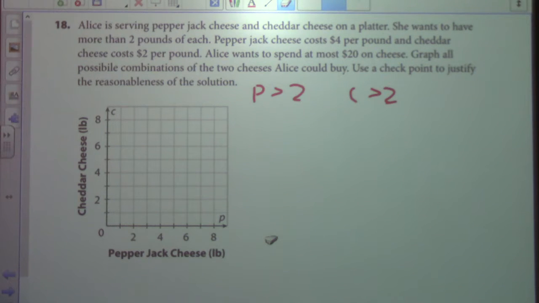And so 2 pounds of each. And how do you work out spend at most $20 on cheese? How do you do that? Now $20 is the most, right? So if $20 is the most, does this have to be less than or equal to, or greater than or equal to 20? Less than, right? So what has to be less than or equal to 20? How much per pound of cheese?